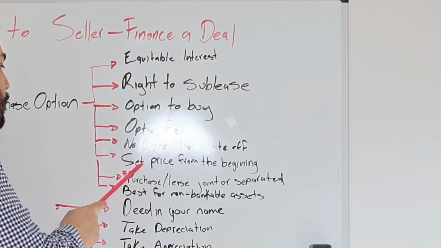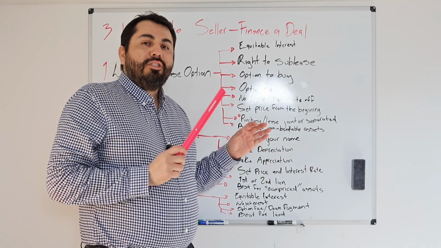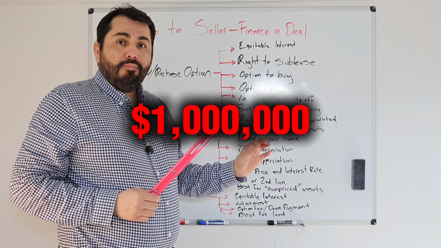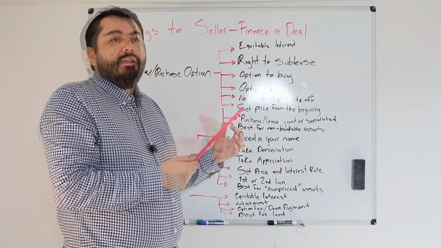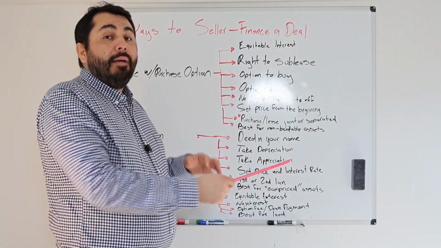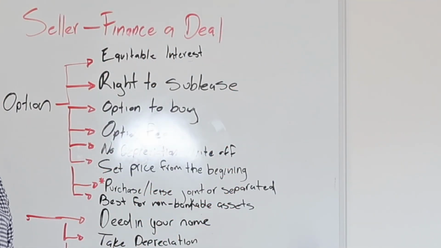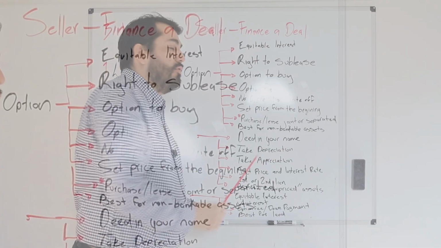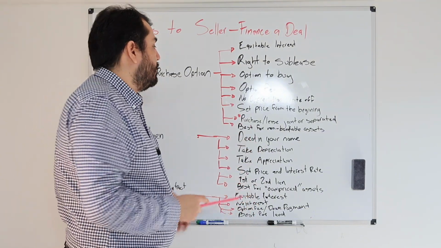But the appreciation, let's say you set the price for 1 million now, and then after 5 years the asset is valued at 2 million, let's say. That appreciation is yours because you set the price from the beginning. But the depreciation with the IRS, you cannot write off.